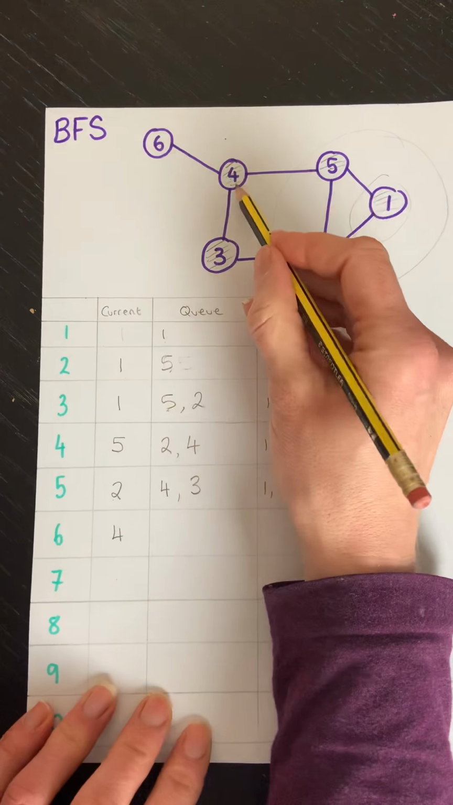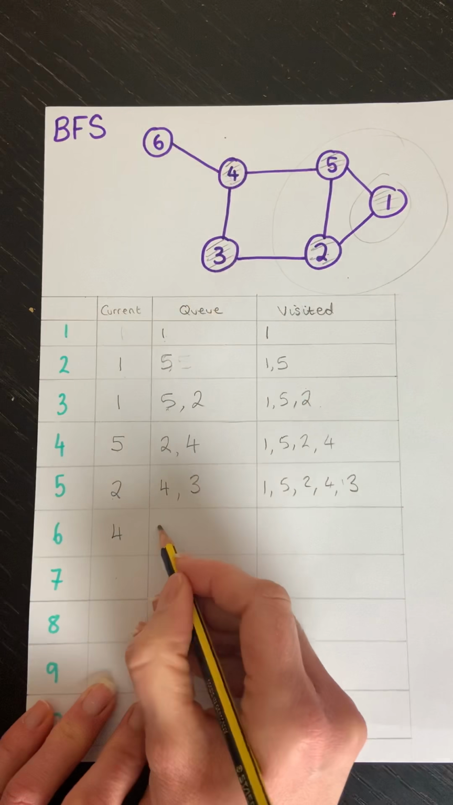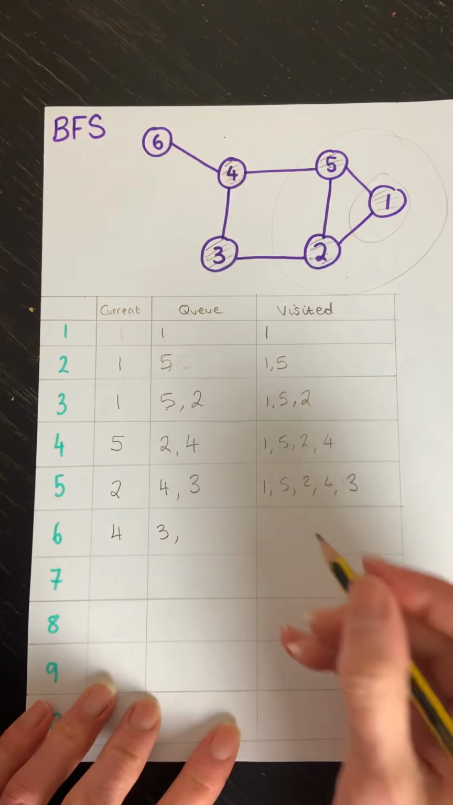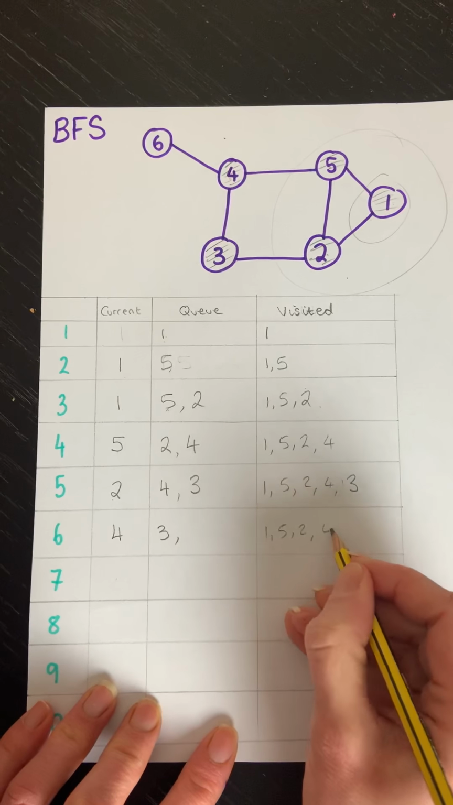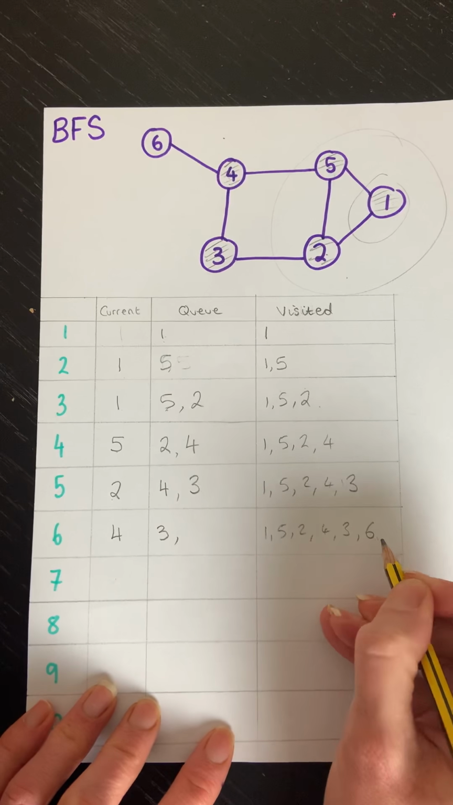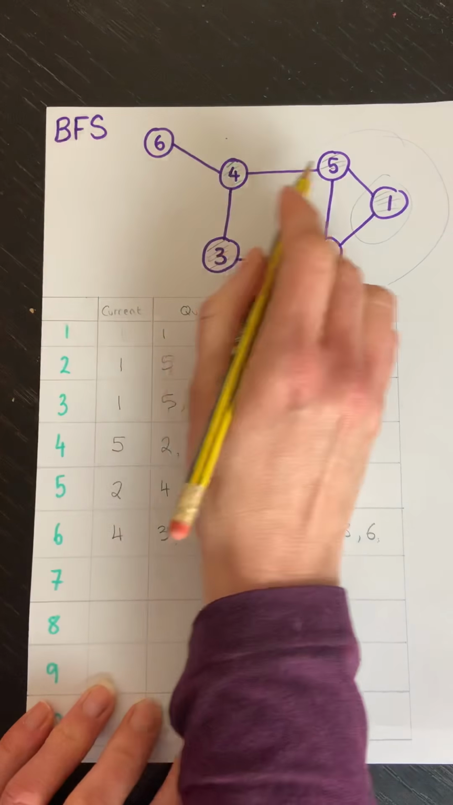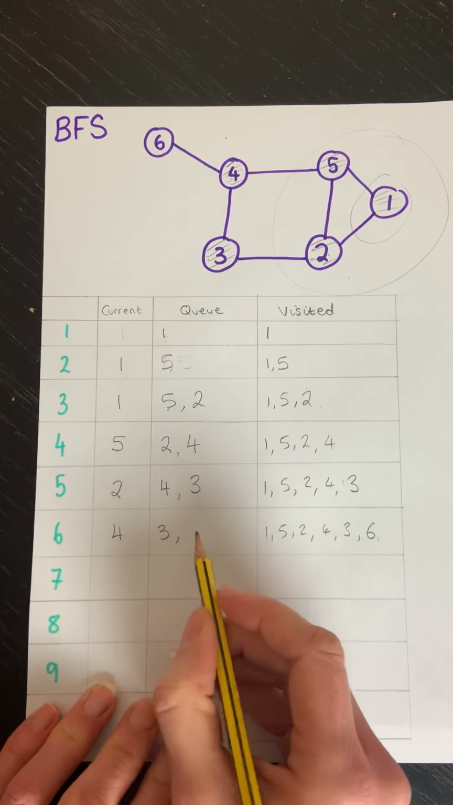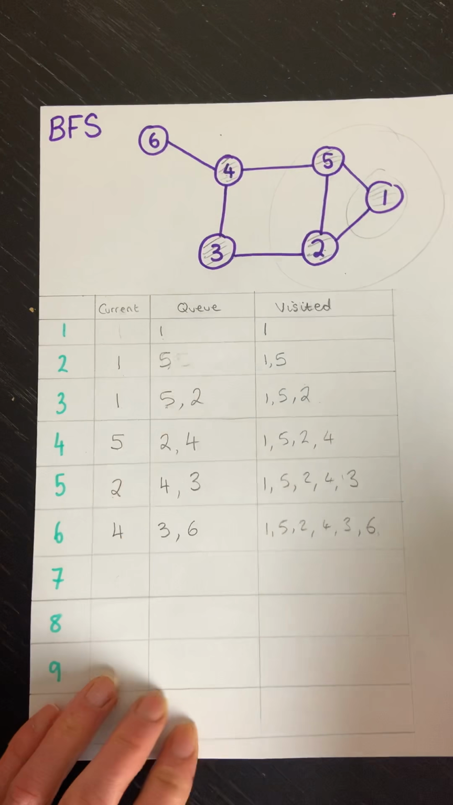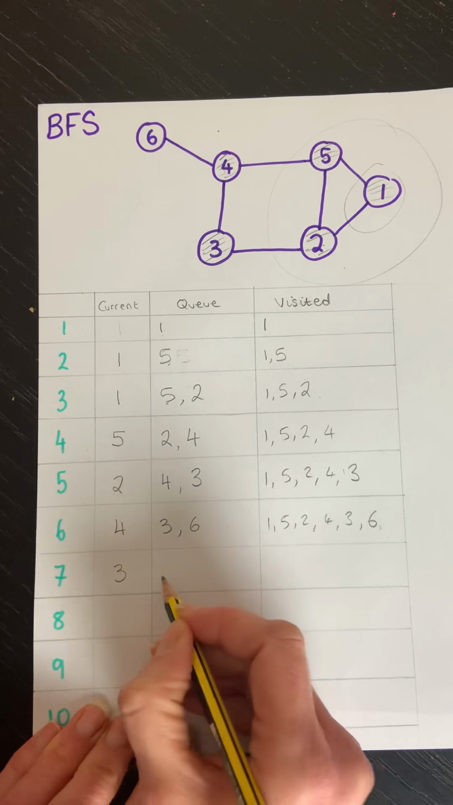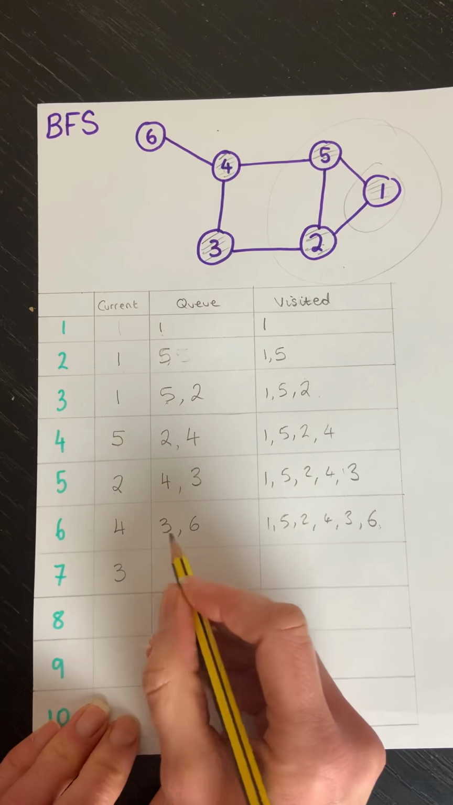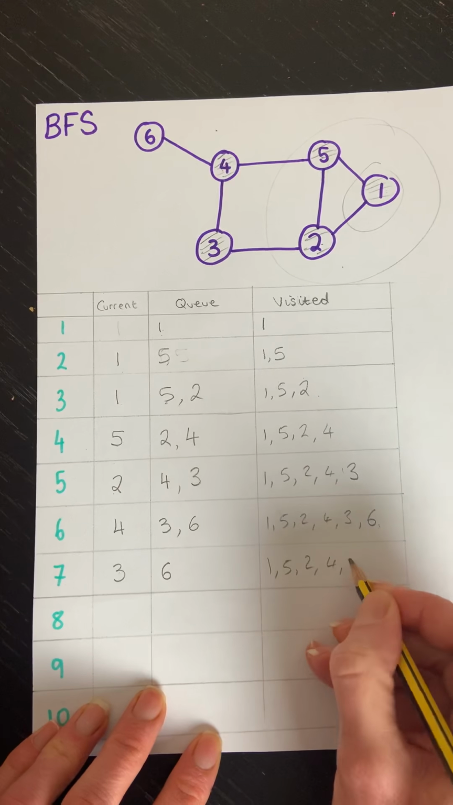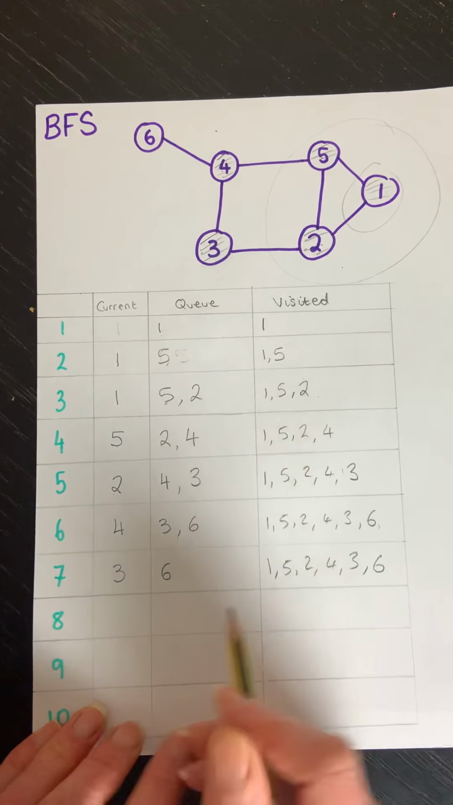So now we're focusing on 4. We've got 3 left in the queue because we dequeued 4. And we have 1 unvisited child, which we will place. So 6 is now the last node to be visited because it's the furthest away from our starting node. It's the deepest into the graph. And we are going to queue it. And then we take 3 into our current node and 6 is left in the queue. Our visited does not change. We know it won't now because it's got all the nodes in it.